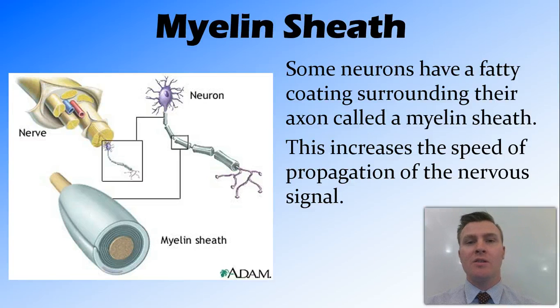Now, some neurons in the body have on their axon a fatty layer of tissue, which is called the myelin sheath. This myelin sheath increases the speed of propagation, or increases the speed that a signal is sent down that particular axon. So places that you might find a myelin sheath include the spinal cord, where we want the messages to get from the brain at the top of the body, perhaps down to the feet, very, very quickly.